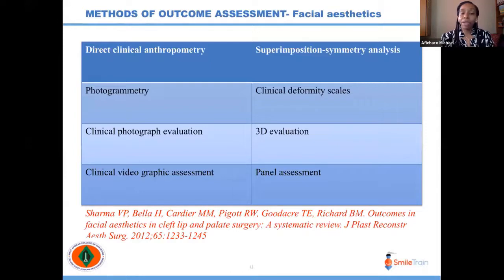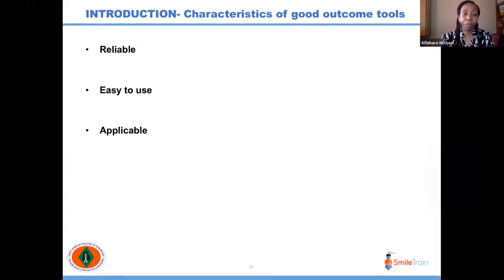There are indeed a myriad of methods to measure these outcomes, from direct clinical anthropometry, in which the patient comes to the clinic and you take measurements depending on what you're looking for, to photogrammetry. Clinical photograph evaluation is pretty common. There are also more sophisticated methods such as 3D evaluation with spectrophotogrammetry methods too. But regardless of the method one chooses, if we're going to make it a standard, this method has to be reliable, easy to use, and applicable. Some of the methods are quite valid, but cannot be used on a large scale.